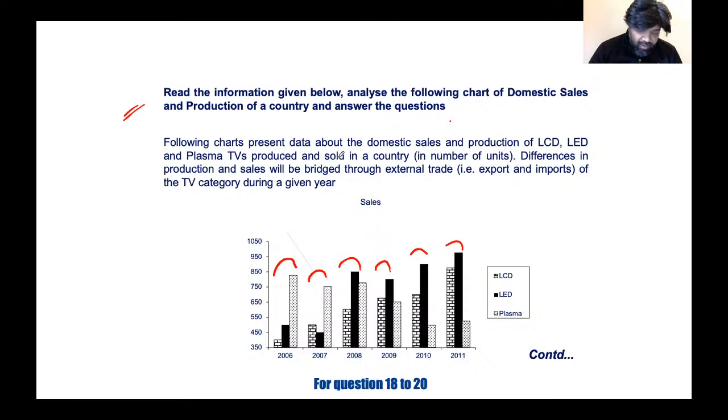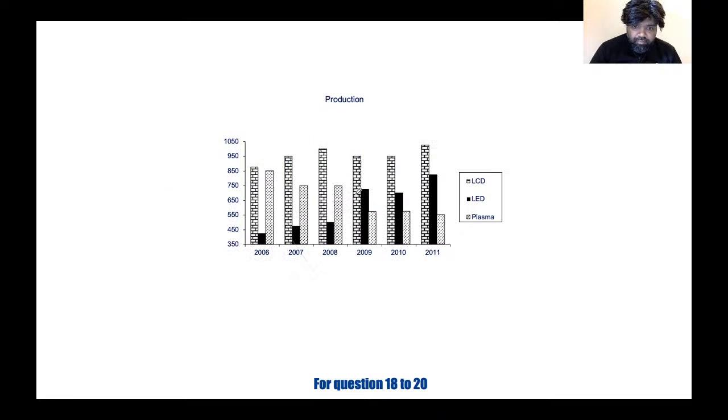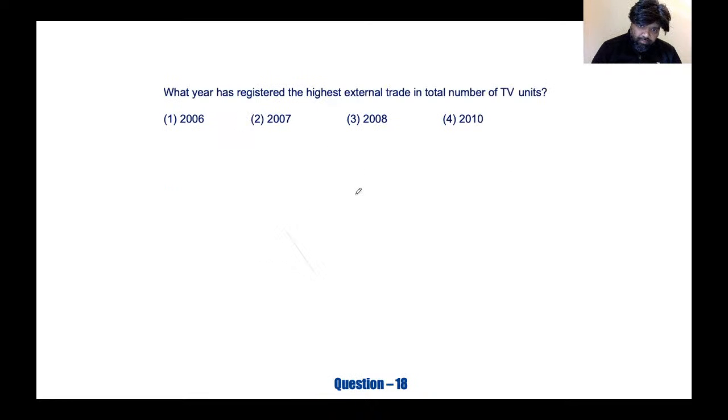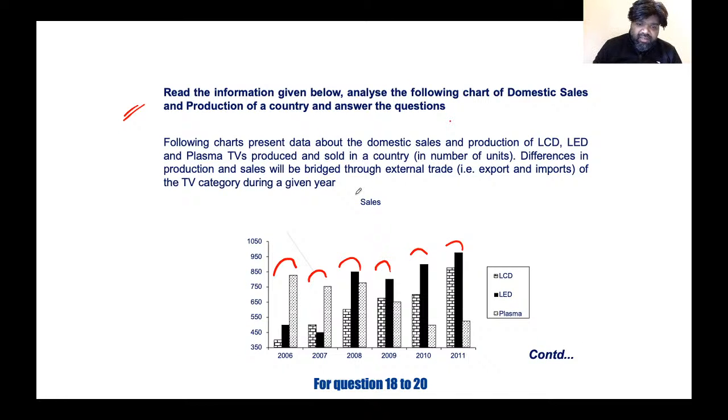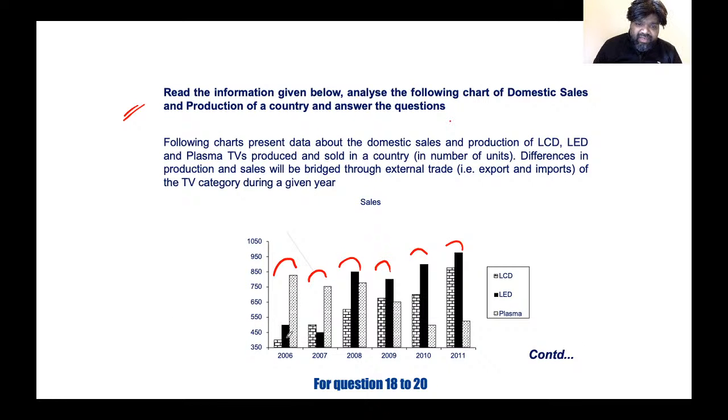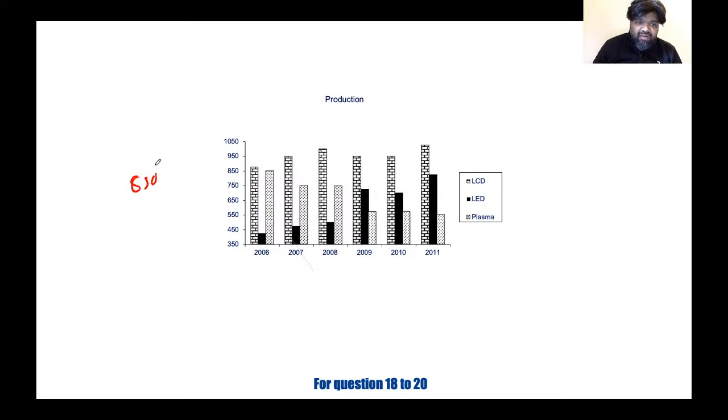Highest external trade in the total number of TV units. Just add up the data. Just find the difference. For example, for 2006, calculate the 2006 value. This is LCD. So LCD is around 400 and here LCD is around 850. Just calculate the difference and solve the question. For all four years given in the options, that is exactly what you need to do.